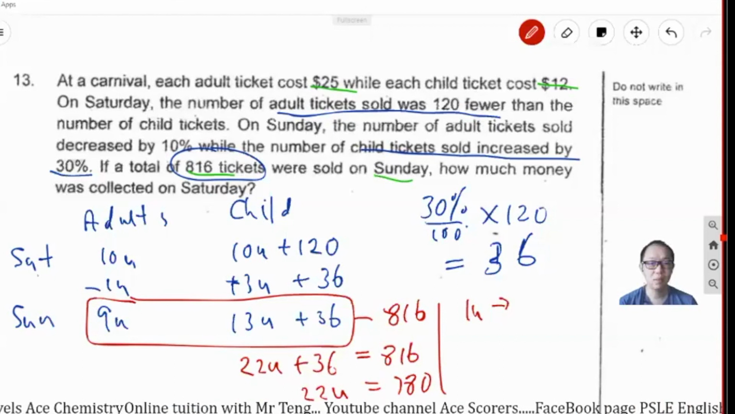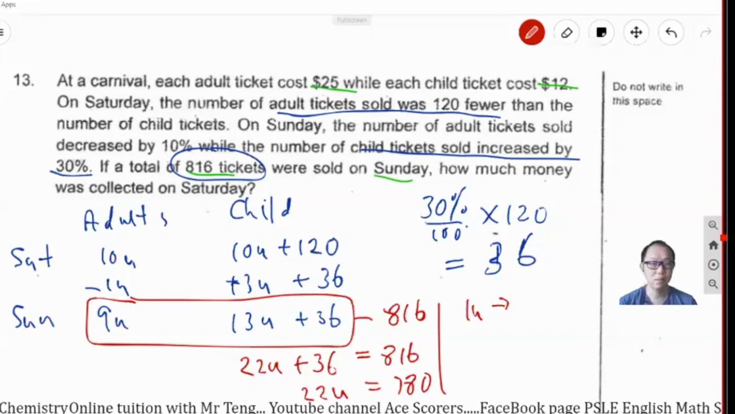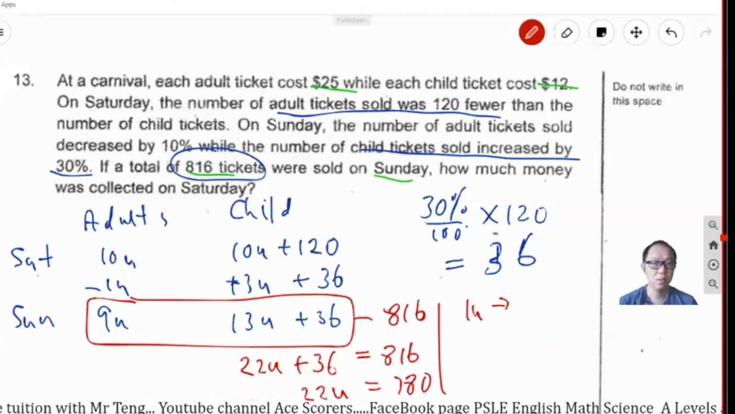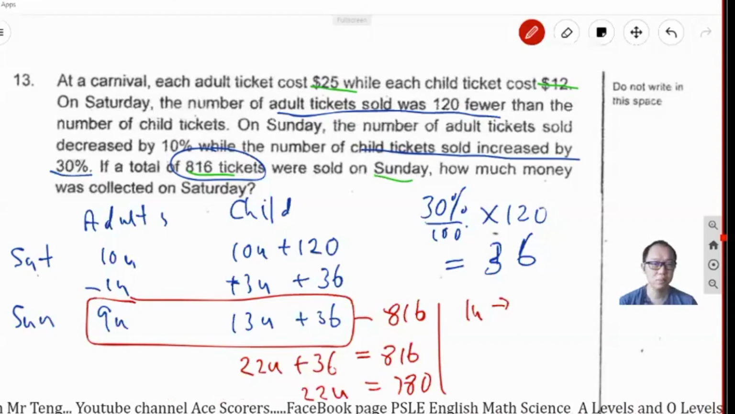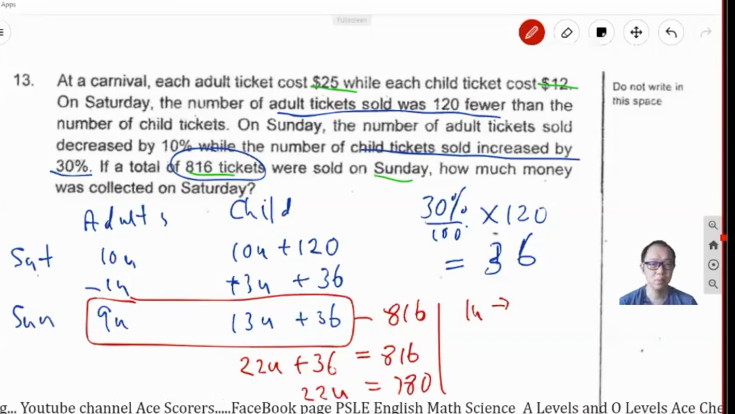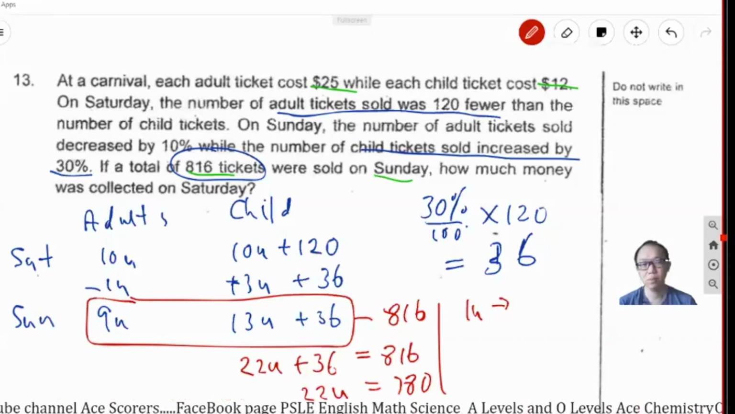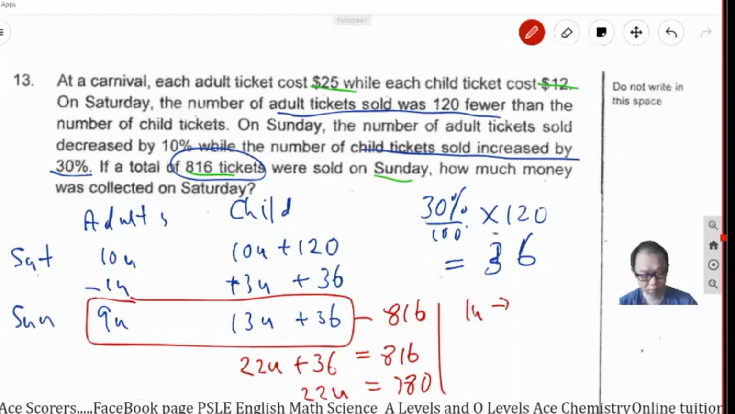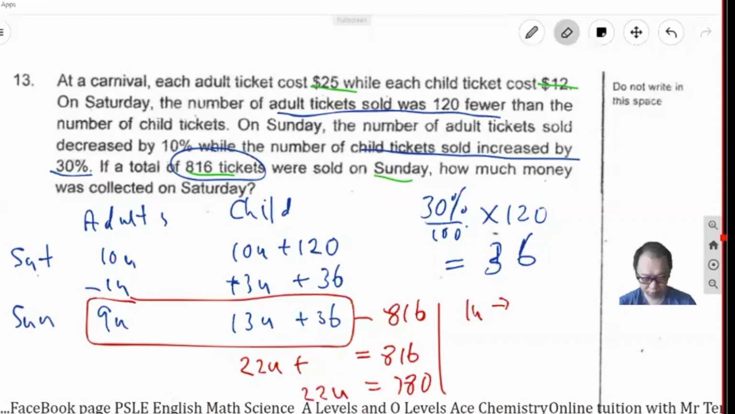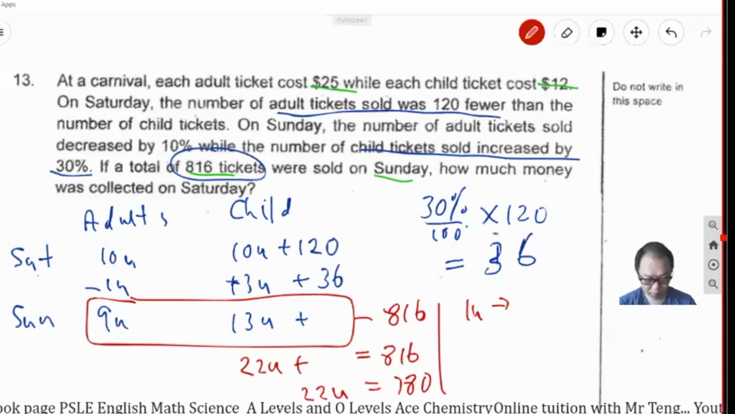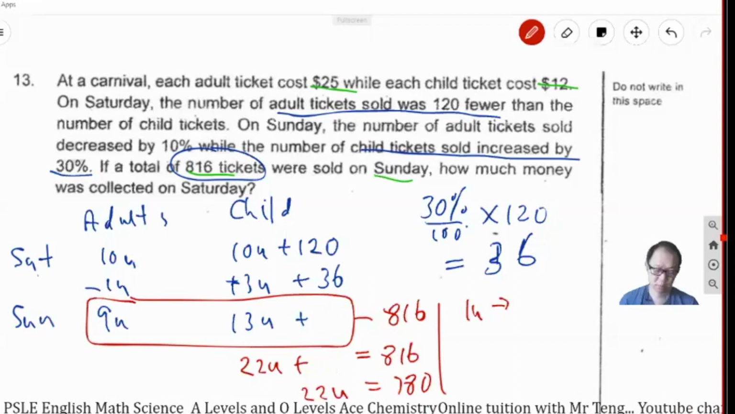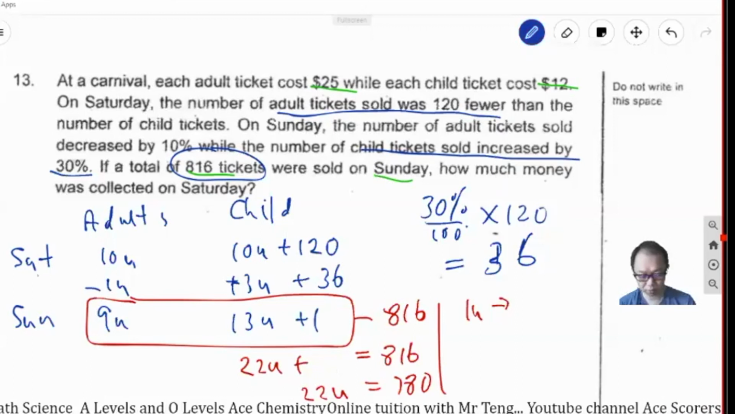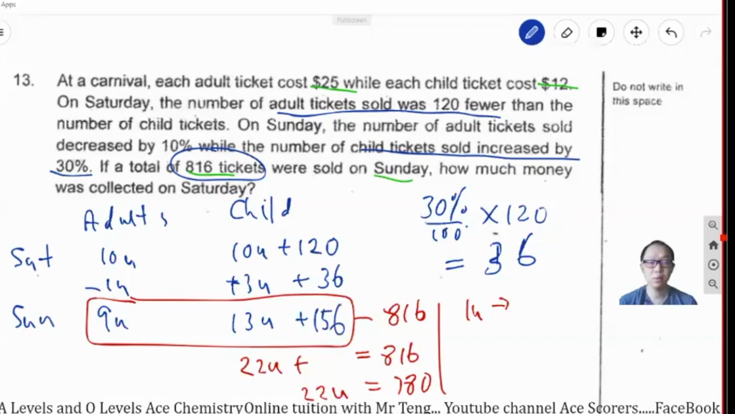Adults 10. Yeah, so child is 25. The number of adults was 20 fewer than the number of children. Oh, I know why. Do you spot my error? It's here. I need to take 120 plus 36, so it's 156. Okay, I forgot to add 36.